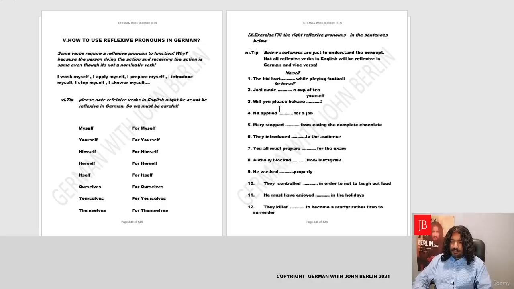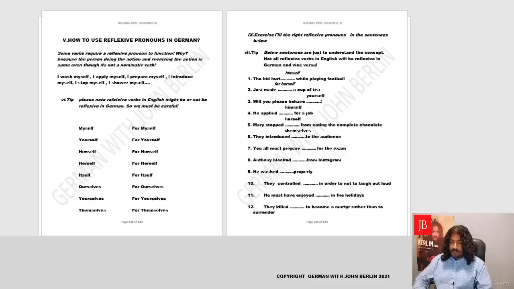Now he applied himself for a job. Again accusative. He applied whom? He applied himself. Not his friend, not maybe his brother, but himself. Mary stopped herself from eating the complete chocolate. So whom did she stop? Herself. So in all these sentences, the accusative part is a person. They introduced themselves. Whom did they introduce? Themselves. Again, the accusative part is a person.